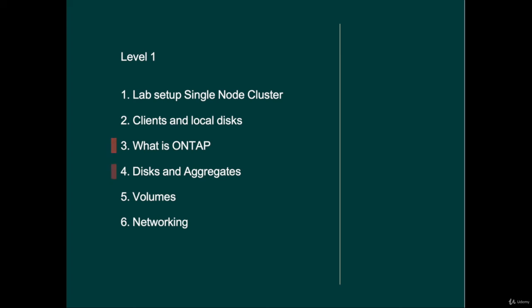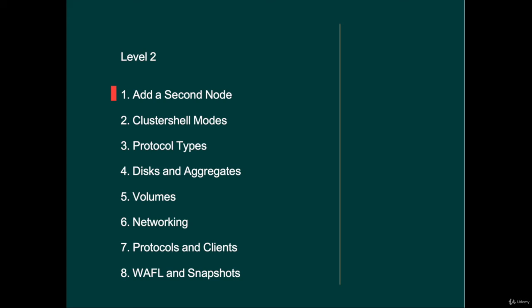In the module about disks and aggregates, we will be assigning disks and we will talk about aggregates and create one. After that, we'll talk about volumes and how to basically manage them. Then we'll have a look at networking by creating logical interfaces for client access. After that, we will have finished level 1 and we will then add a second node to the cluster.